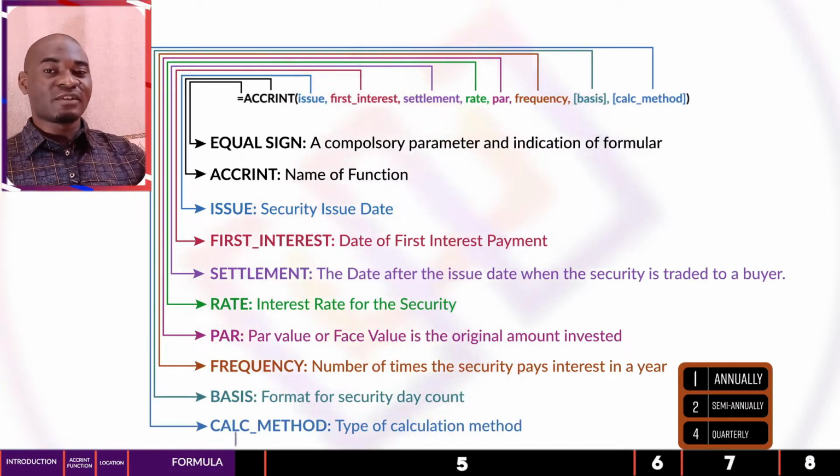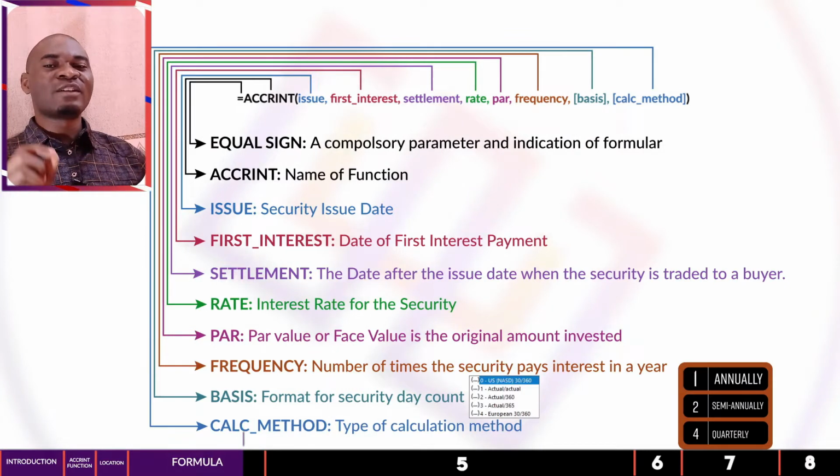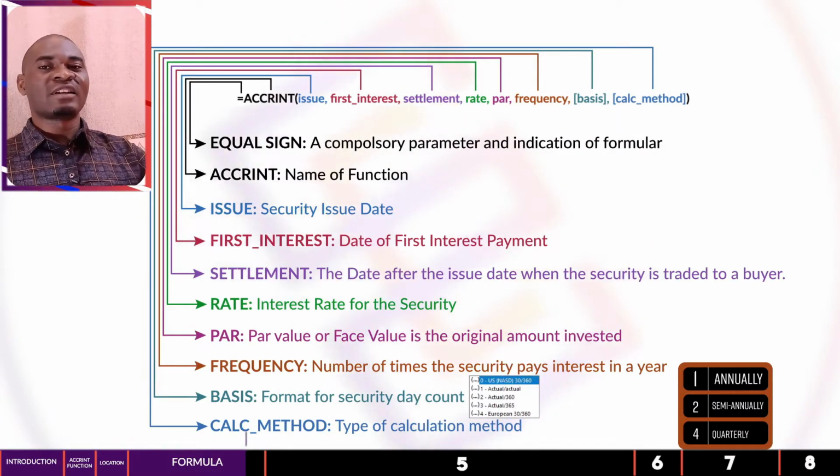That is day count for the security. I think we have about 4 to 5 day counts for a particular security: 30/360, actual/actual, actual/365, then actual/360. So you get to know which one the issuer of the security uses, or which one is being practiced in your country, and then you include it.